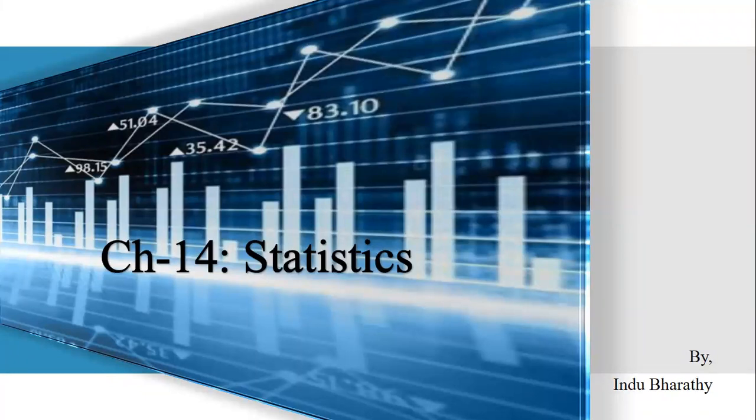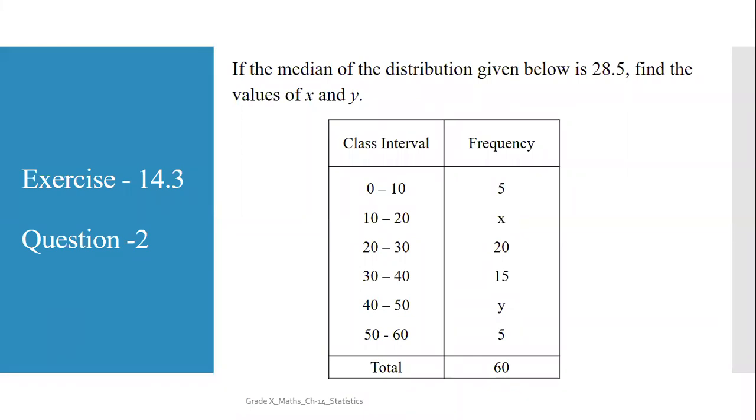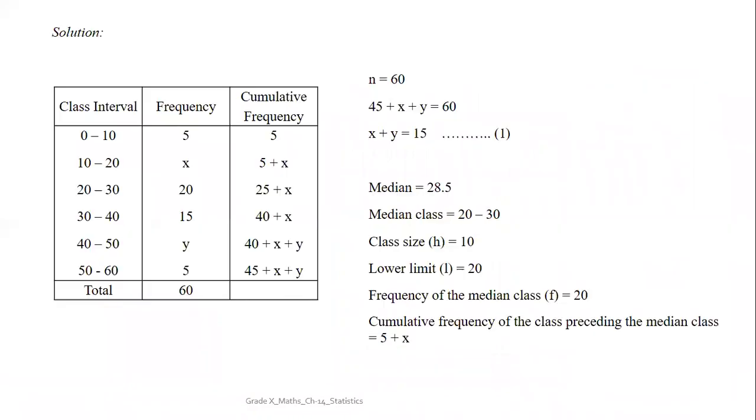Now let us continue with exercise 14.3, question number 2. If the median of the distribution given below is 28.5, find the values of x and y. Here the class interval as well as the frequency is given in the table, and we are having x as the frequency in 10 to 20 and y as the frequency in 40 to 50. Total is given to be 60. Median value is also given to us, 28.5.